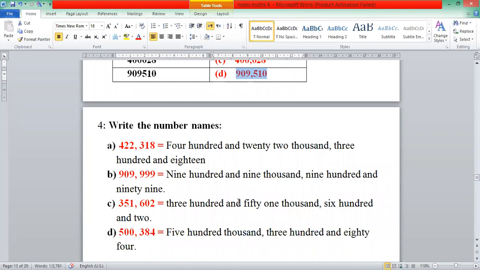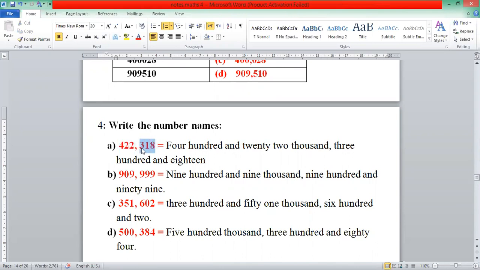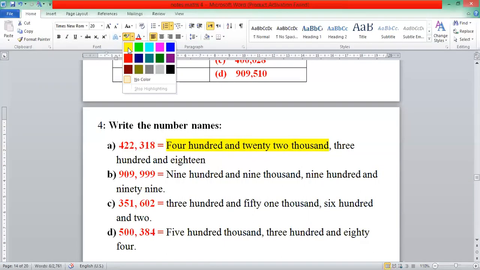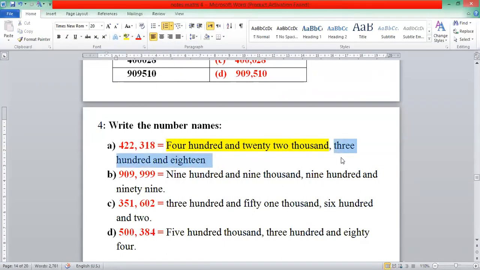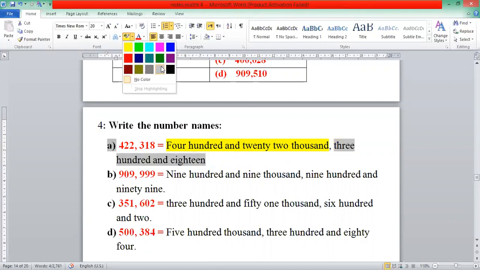The next question is, write the number names. Dear students, these numbers are given in the international way. So that is why we have two portions here. First, we write this portion. This is 422. This is the portion of 1,000. So after this, put a comma. This is the first portion. And this is the second portion.